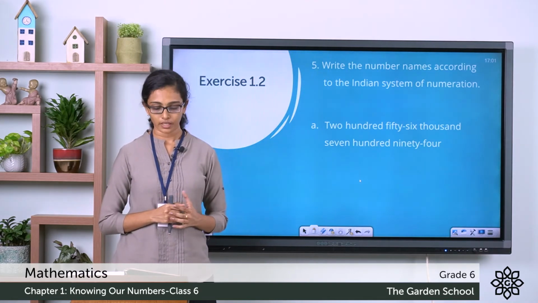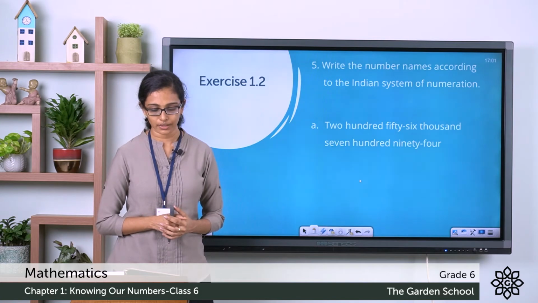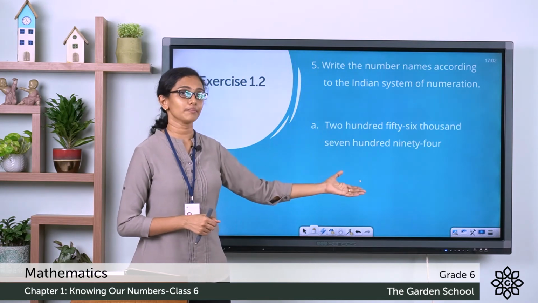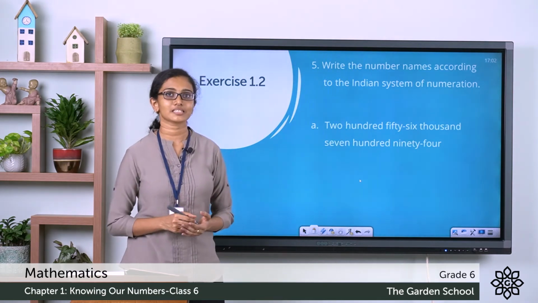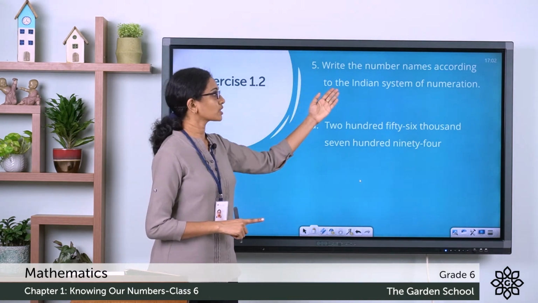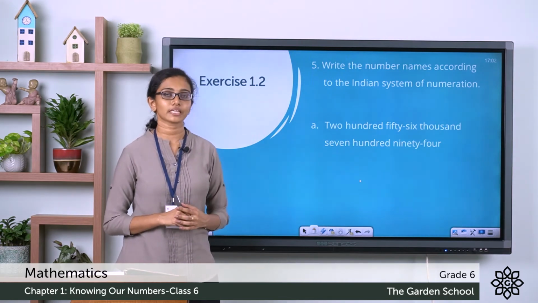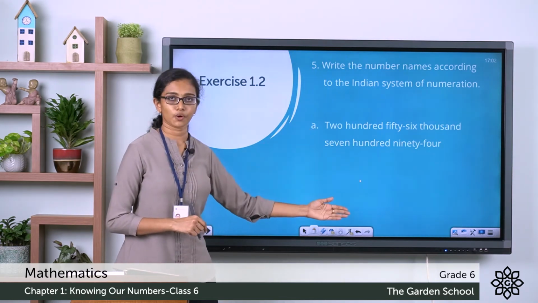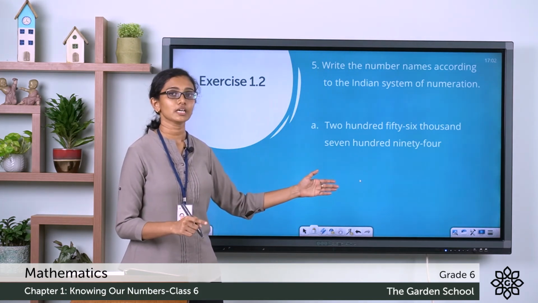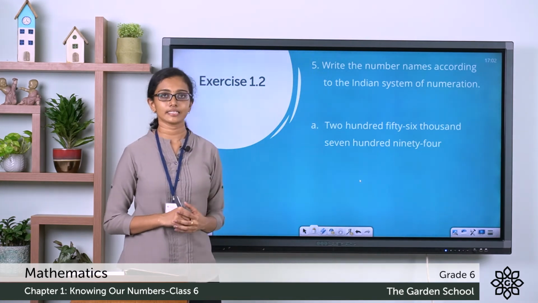system of numeration. And what you are given there, the first one, 256,794. So you see here in this case, you are given the number names based on the International System of Numeration. You have to change this into the ones corresponding to the Indian System of Numeration. The steps are exactly the same as in the previous case. First, you have to note down the corresponding numeral, then just erase all the commas and reinsert the commas based on the Indian system of numeration, and after that you can easily write its number name.